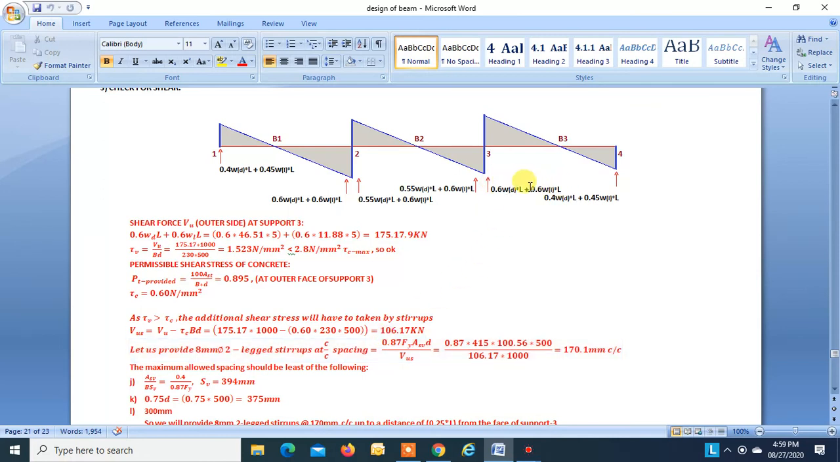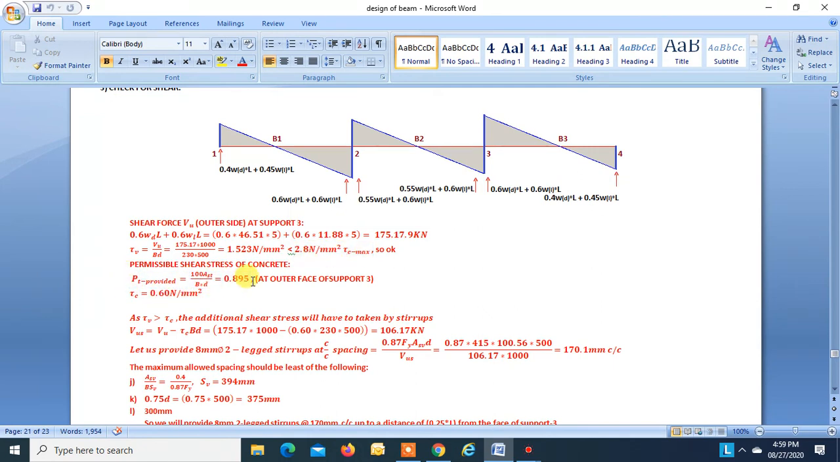These are the coefficients we will take for finding the shear. VU at the outer face of support 3 is 175.17 kN. Tau V is 1.523, less than tau max.